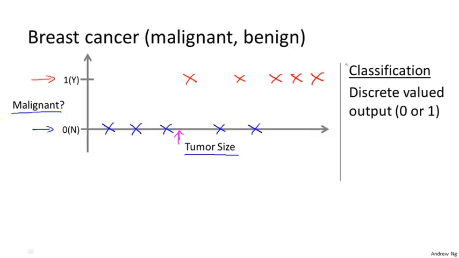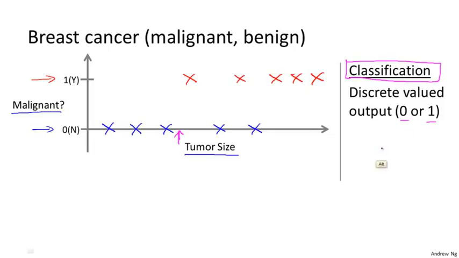The term classification refers to the fact that here we're trying to predict a discrete valued output, 0 or 1, malignant or benign. And it turns out that in classification problems, sometimes you can have more than two possible values for the output.